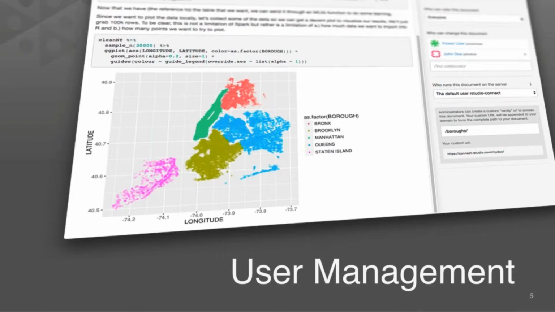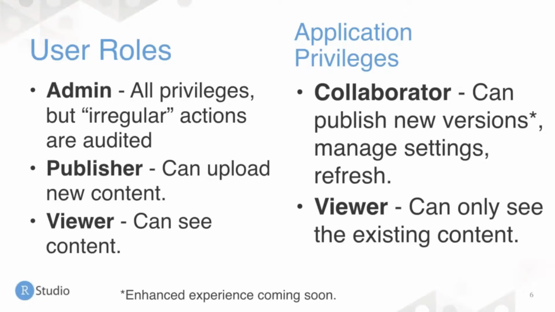We covered this a bit last time, so I won't belabor this, but we have 3 different user roles on the system. The first is an admin user who has all privileges on the server, and they can access and manage anything that they need to. But irregular actions are audited, and I'll dive into what that means here in a moment. Below that, there would be a publisher, who's someone that can upload or publish content onto the server. And then lastly, there's a viewer who is just a consumer of content and can't author content that gets executed on the server.